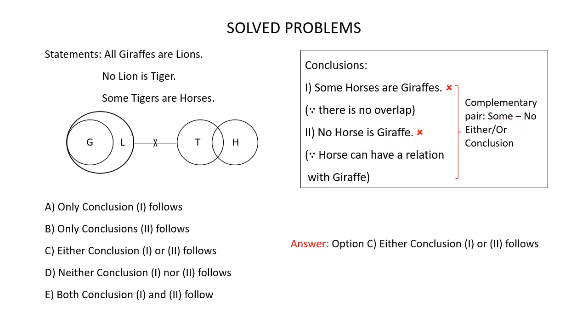Now since conclusion 1 and conclusion 2 are complementary pairs of the type some, no, this is a case of either or conclusion. This means either conclusion 1 follows or conclusion 2 follows. So the correct answer is option C, either conclusion 1 or 2 follows.